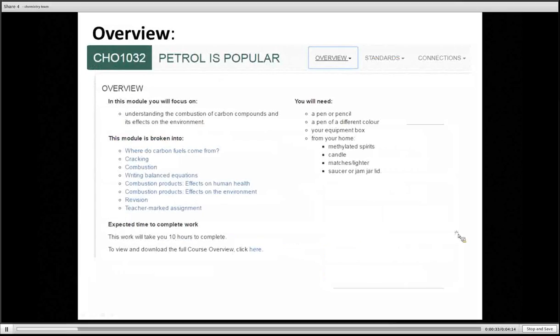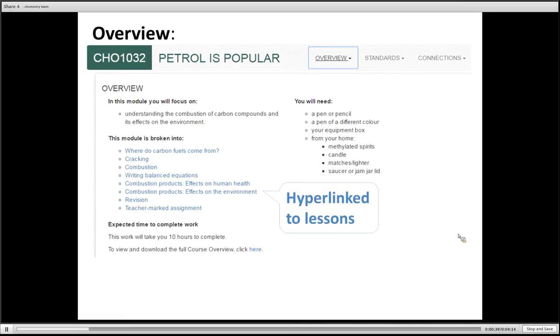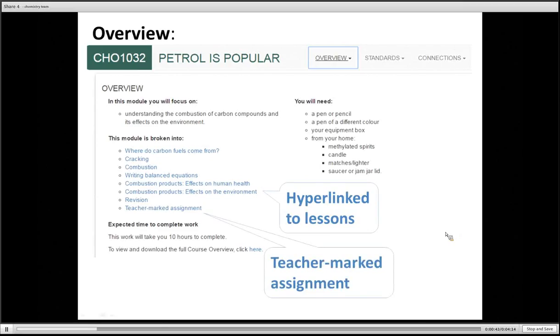The overview again gives the lessons that are in this module, so you can find your way very easily around. You just go there and click on the lesson you want to see. And of course, it's important that you submit the teacher marked assignment, because that's where we give you feedback. And then of course, there are a few experiments you have to do, so you just check that you've got your equipment box and the various things that we've got there. Methylated spirits you can get from the supermarket.